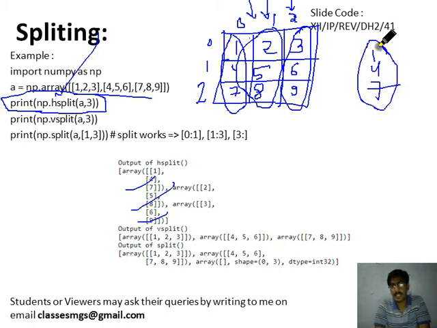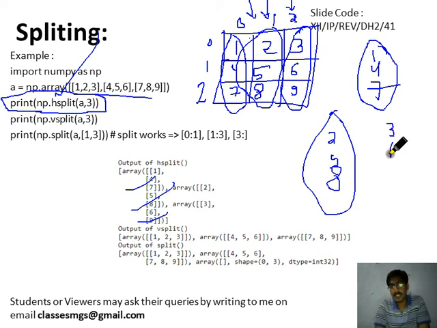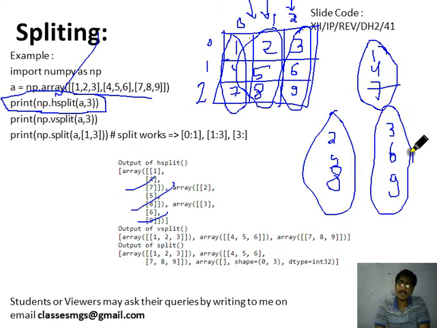So this portion is one portion, and then 258 is another portion. 258 will be another horizontal division, and 369 is another division. We cannot split this into 2 parts because 3 columns cannot be split equally into 2 parts, because 1.5 is not possible in the numpy array. That's why, if we are horizontally splitting, the number of columns in the numpy array should be completely divisible by the number of parts in which you want to split. Keep this in mind.